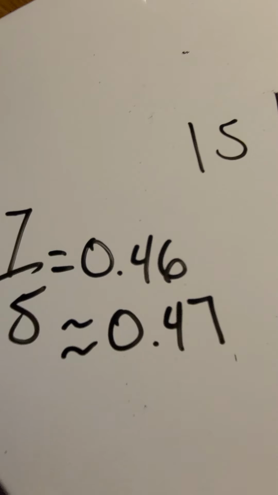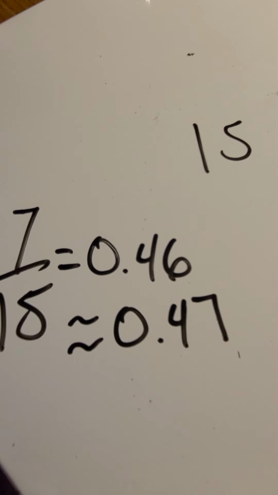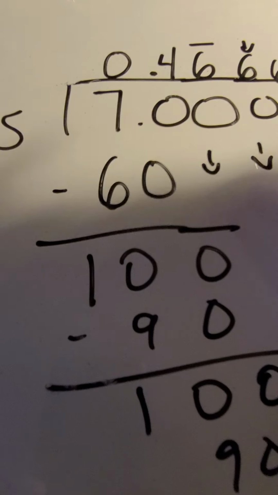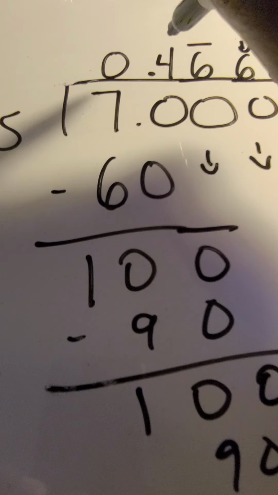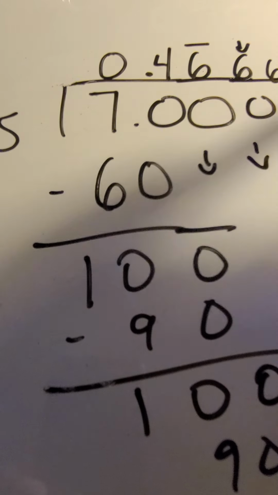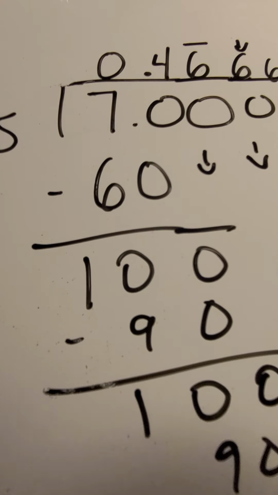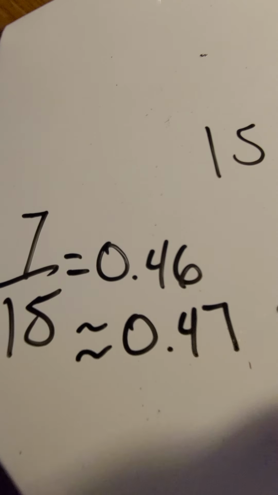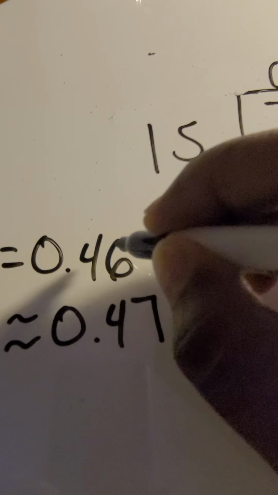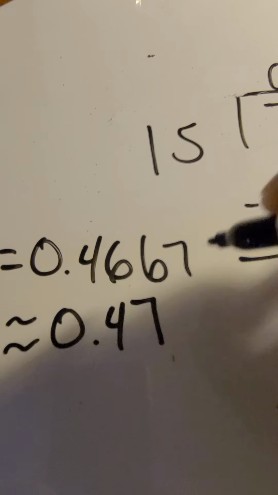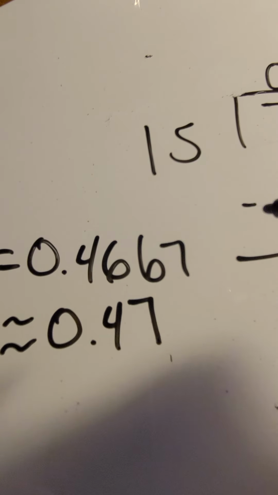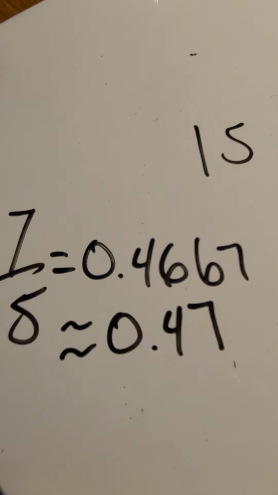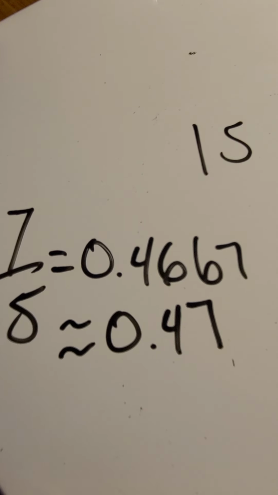Okay, some teachers, they may teach you the notation bar where you put a sign right above the 6 that lets you know that the 6 is going to be continuing non-stop. Okay, so you can round this to 0.47, or you may see 0.4667. It depends, but this is what the answer is, roughly 0.47.